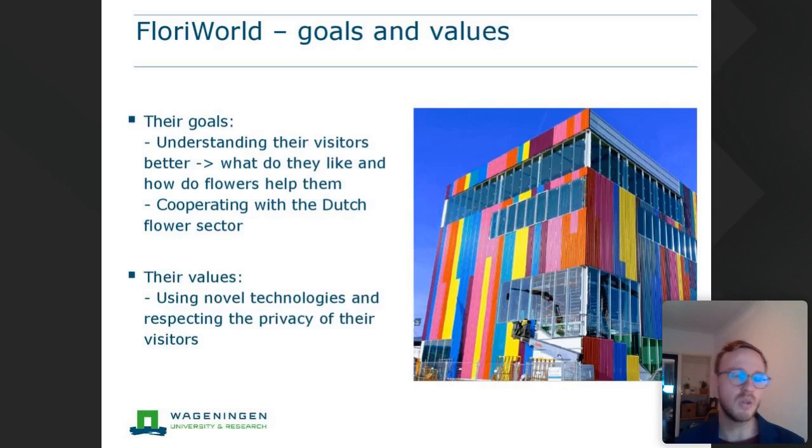Second of all, the goal of Flurry World is to cooperate with the bigger Dutch flower sector or the Dutch flower industry. So any solution that we would really like to work on would ideally cover these two topics. And their values, which can give you a bit of an idea of how they're working, is that they really like using novel technologies. So smartwatches are something that fits really nicely to them, but they also respect the privacy of the visitors.